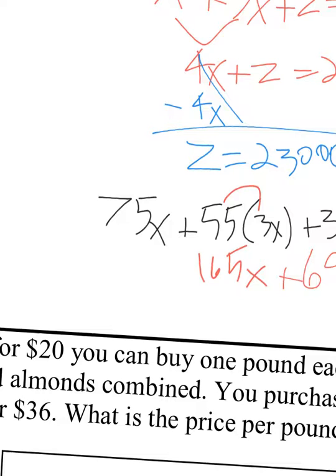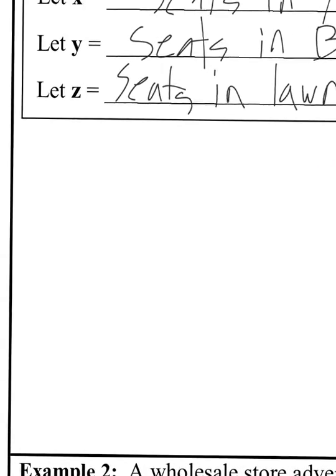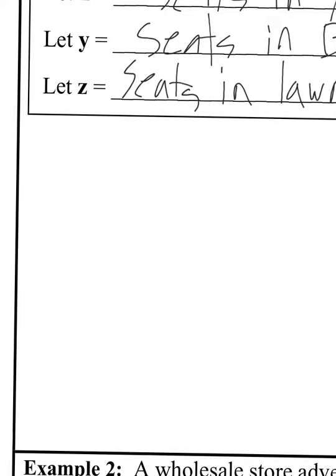The only thing I need to do is just remember to write down the 75x. We didn't do anything to that. All right, so everything's been distributed. I can combine my like terms. I'm going to combine 75x, 165x, and negative 120x. So let's just work over here now. Adding those three together is going to get me 120x, because 75 plus 165 is 240, and 240 minus 120 is 120.